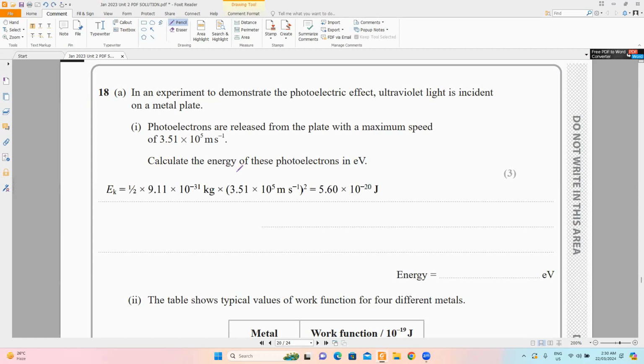Always remember the value in joule divided by 1.6 times 10 to the power minus 19 gives you the value in electron volt. So all you have to do is just divide this value in joule by 1.6 times 10 to the power minus 19. The value comes to 0.35 electron volt.